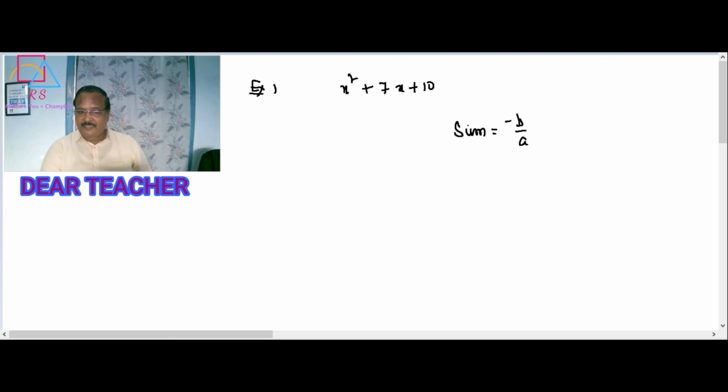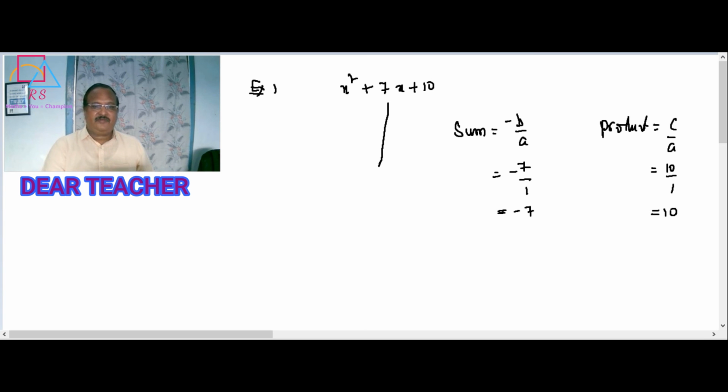So now formula is given, sum is equal to minus b by a and product is equal to c by a. So as per this, what happened? Sum is equal to minus b, which is 7, so minus 7 upon 1 is equal to minus 7. Sum is equal to minus 7. And product is how much? 10 upon 1, which is equal to 10.